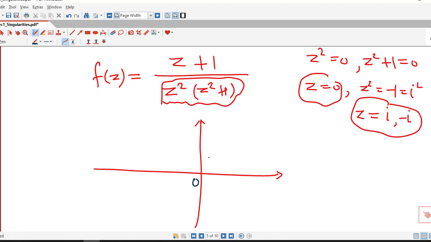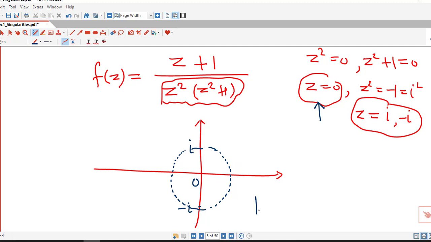So z equal to 0 is somewhere here. Suppose this distance is 1, then this point is i and this is minus i. If we want to check whether z equal to 0 is a singularity of f of z or not, then by definition we have to check that the function is analytic at some point in any neighborhood of z0. Suppose I consider absolute value of z equal to 1. If I consider this neighborhood, the radius is 1.